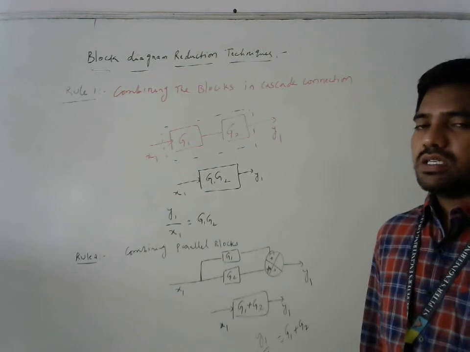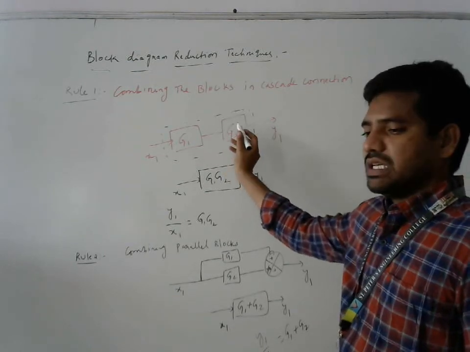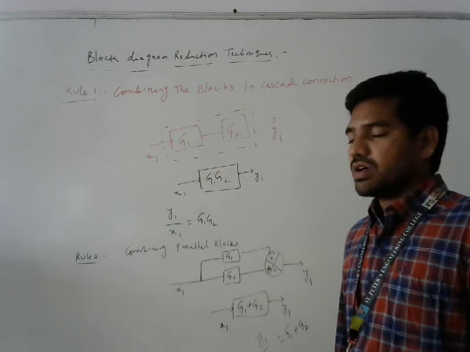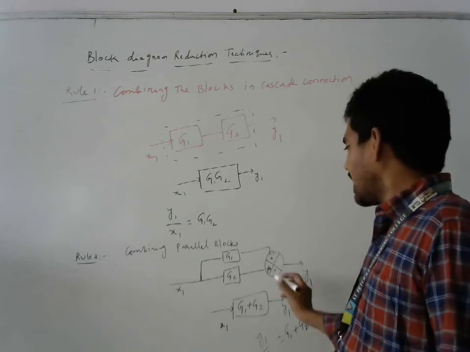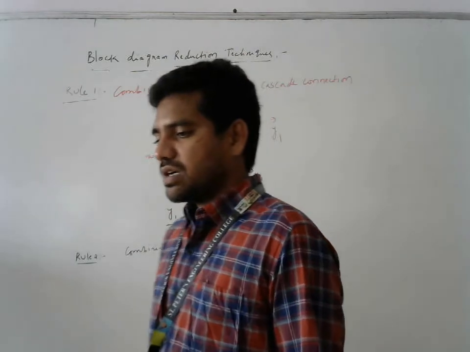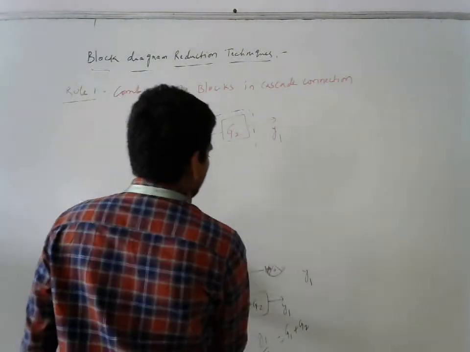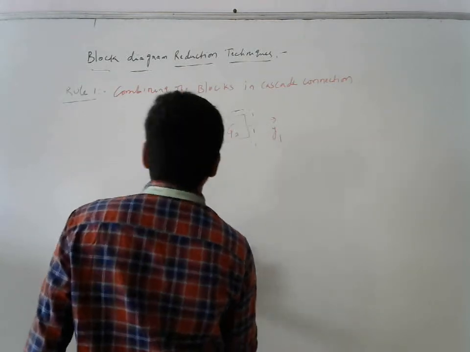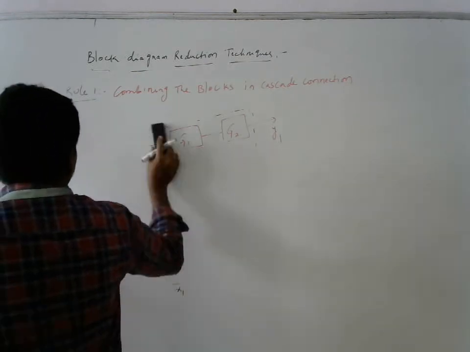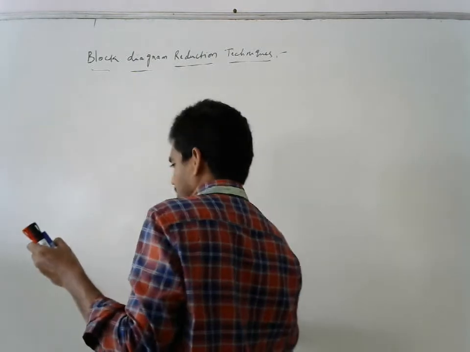This is the second rule. The first rule is, if two blocks are in series, then we multiply. If the two blocks are in parallel, then depending upon the summing point we can add or we can subtract. That is rule number 2.